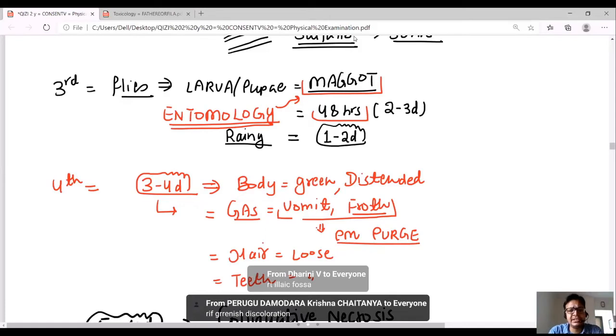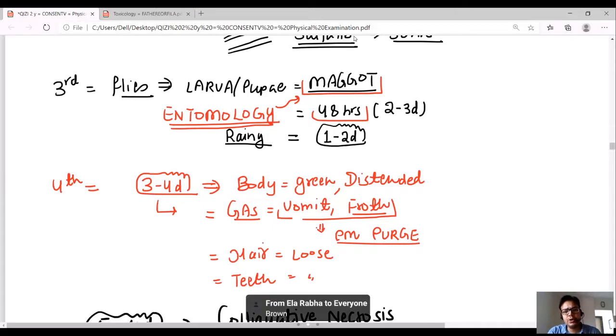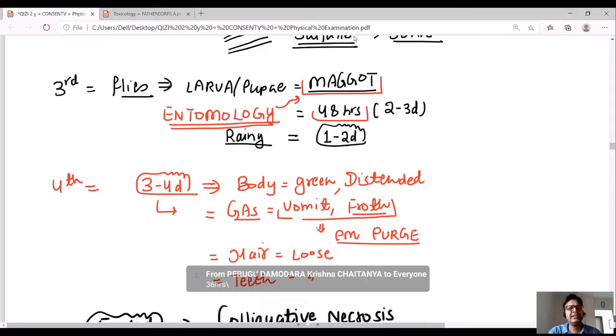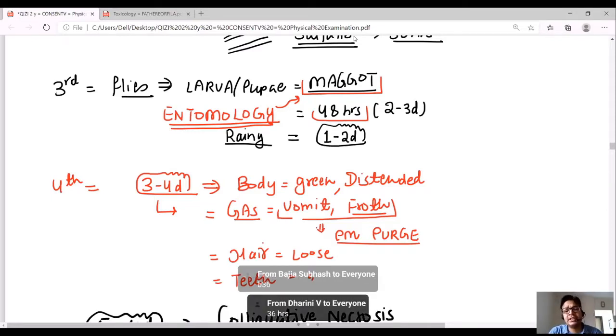Which is the first internal change of the decomposition? Write: brownish discoloration of blood vessels. Marbling is seen after what time of death? 36 hours. What is the reason of marbling? Which hemoglobin is the reason of marbling? Sulfa and meth hemoglobin, or sulfa hemoglobin, both are correct.